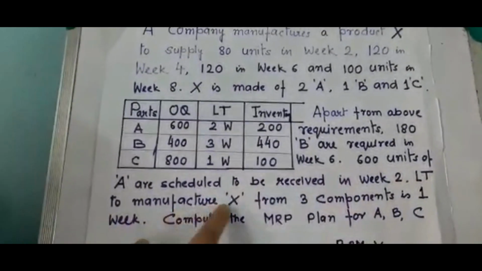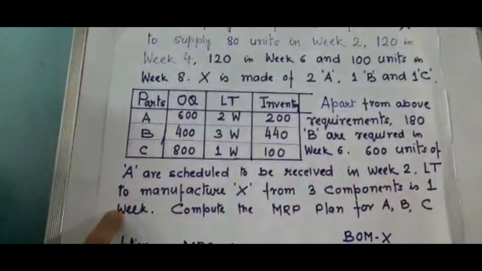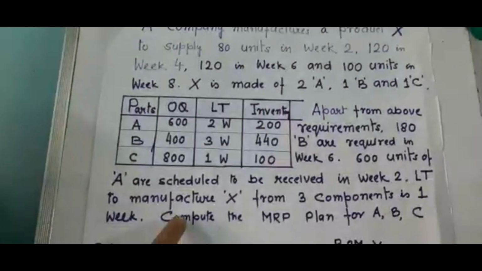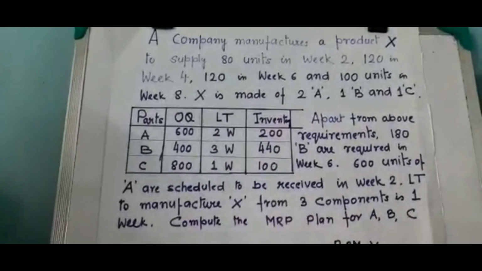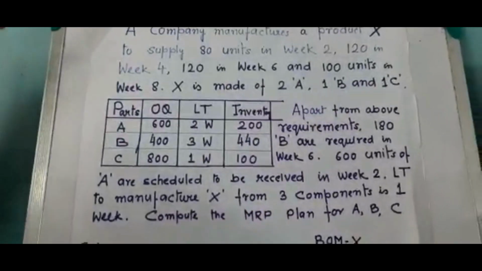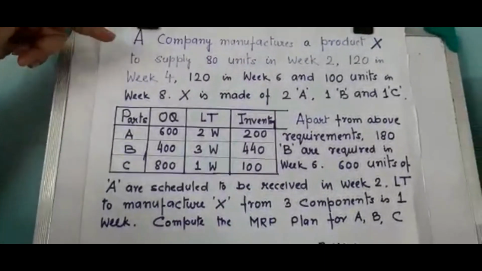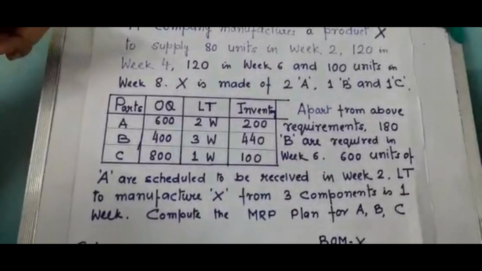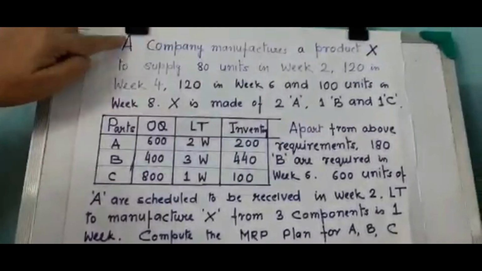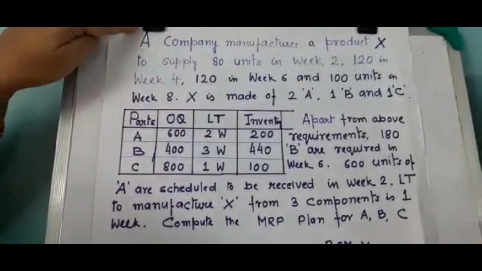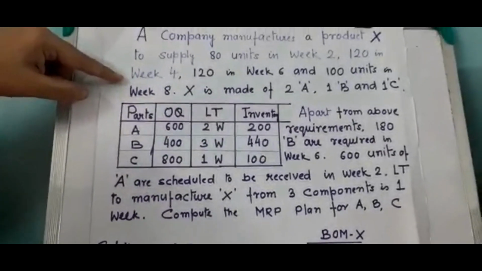Lead time to manufacture X from 3 components, that is A, B and C, is 1 week. It's given in the problem. So now we have to compute the MRP plan for the components A, B, C. I hope the problem is clear. So we are given the end product X, the scheduled quantities and the need dates for the finished product X. From this information, we should be able to design the MPS for the product X, which is the end item.